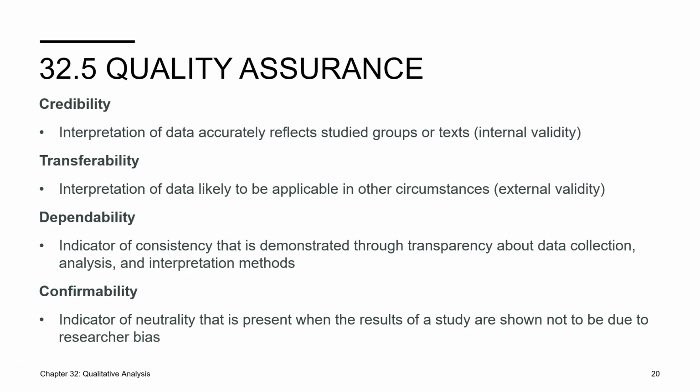Transferability, so this is your generalizability, your external validity, and that is, is it likely to be applicable in other circumstances. Dependability, so this is indicators of consistency demonstrated through transparency about data collection, analysis, and interpretation methods. So this is all the methodology used and written out when you write up your paper. And confirmability, an indicator of neutrality that is present when results of the study are shown not to be due to researcher bias.